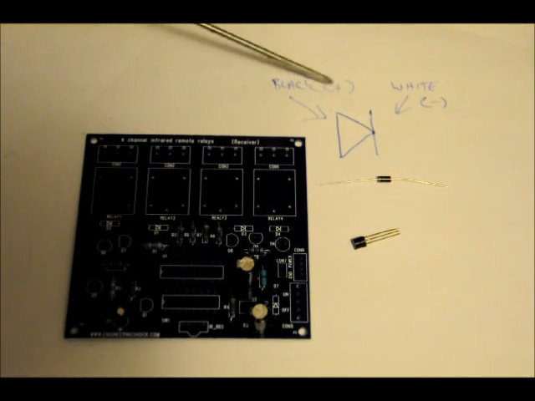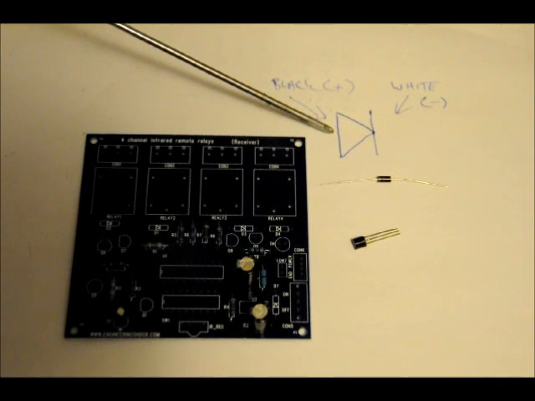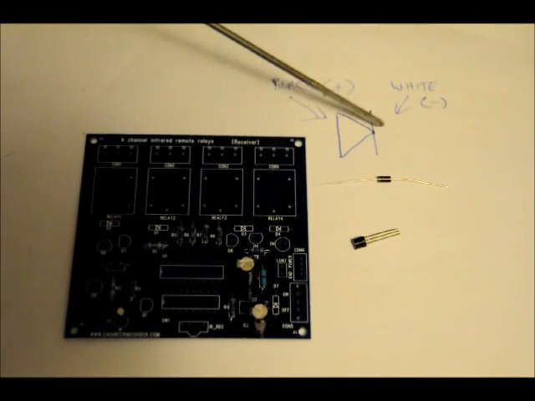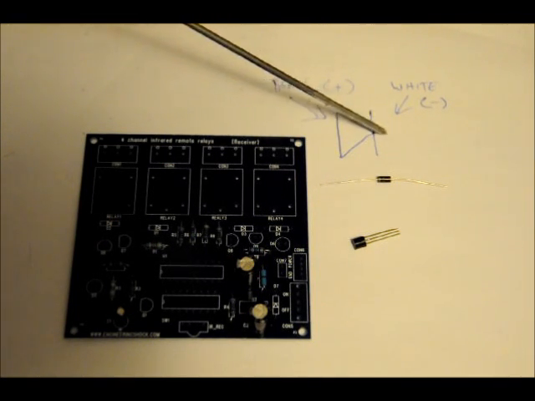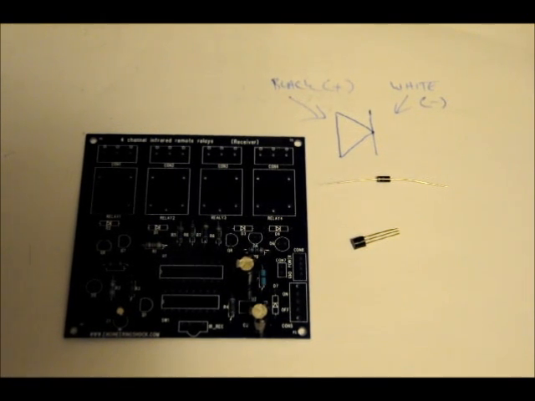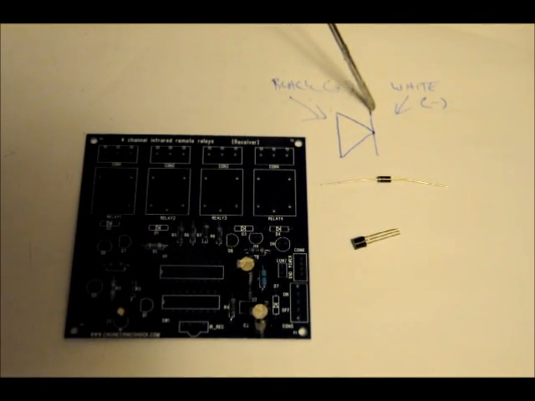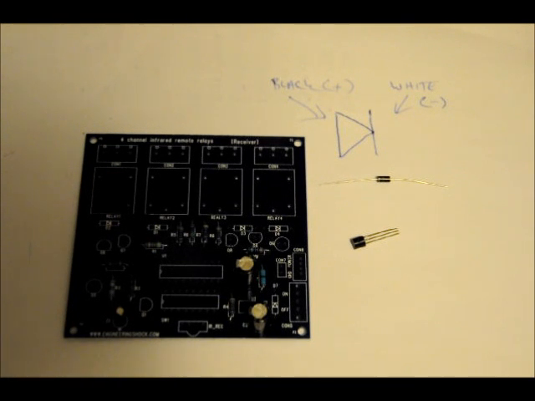The plus side of the diode, the anode, is black. And the white side, the cathode, the negative, is white. Make sure that you line up the white stripe side with the minus sign on the footprint. Now, if this is a little bit ambiguous, it'll make more sense when you actually see the footprint. I know you don't get the greatest view here.